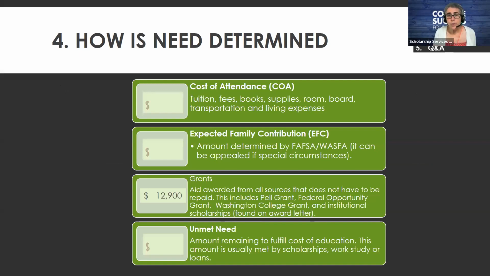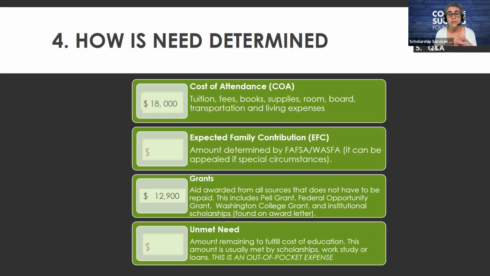Okay, so here we want to present to you a real life scenario to put everything that we just explained to you into practice, hopefully. This is a dependent student attending a 2-year college. The student receives an award letter showing that they're receiving $12,900 in grants. It seems like a nice amount of money.